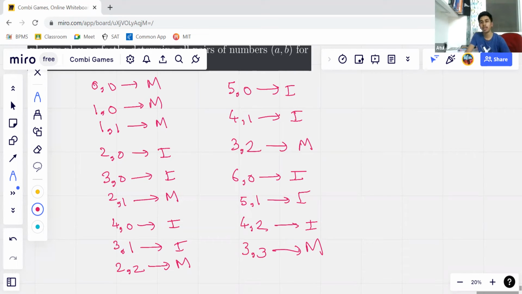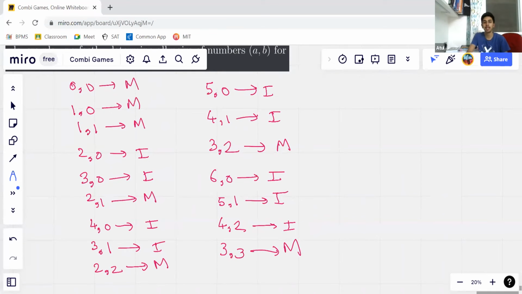But another way to see it would have been to notice that when the numbers are far apart, say 6, 0 or 5, 1 and so on, Ivica always seems to be winning. So you can guess that the difference of the numbers is something that matters. And the answer is as you said: if the numbers are either the same or consecutive, then the second player, Marika, wins. So we can write that as: if |a minus b| is at most 1, then Marika wins.